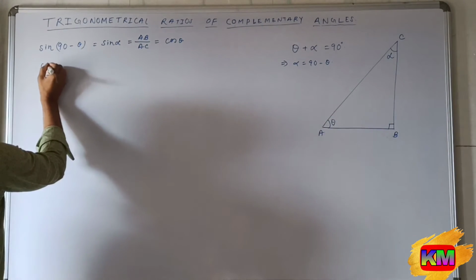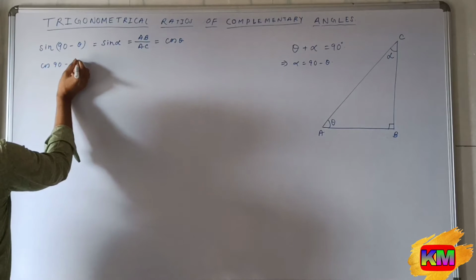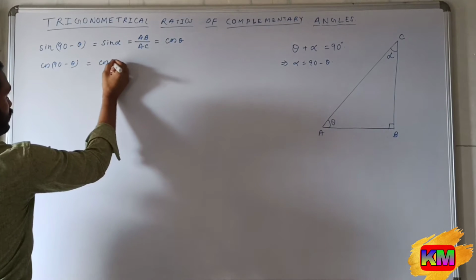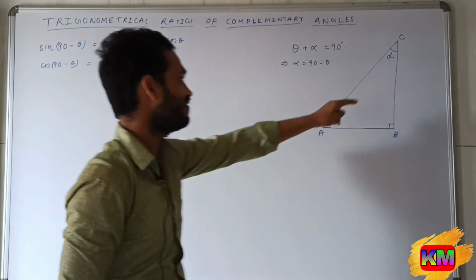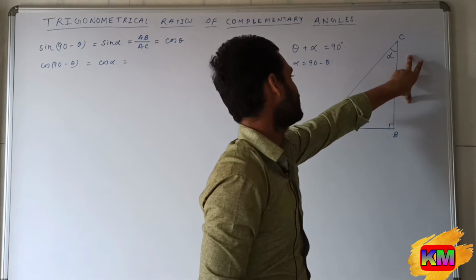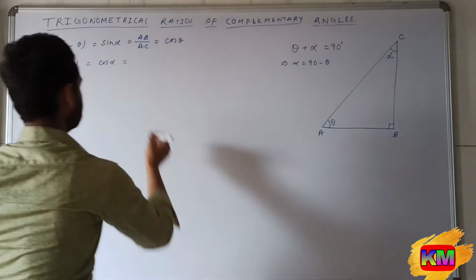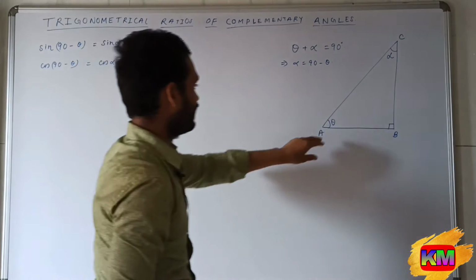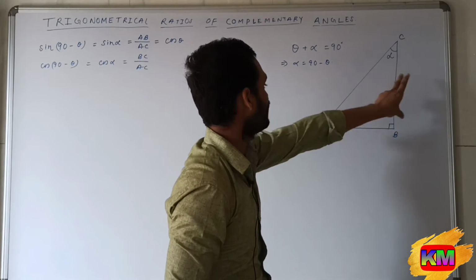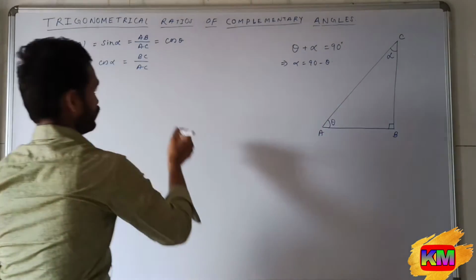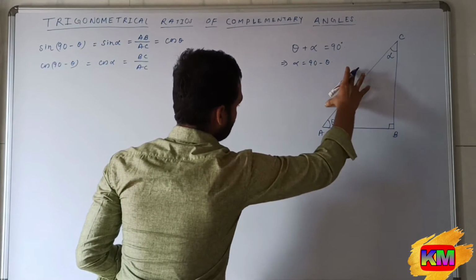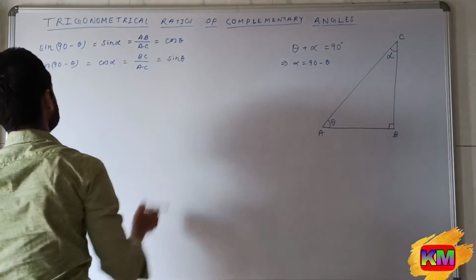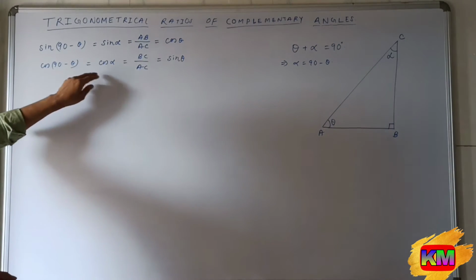Similarly we can find cos 90 minus theta. Now we know that 90 minus theta equals alpha. So we can write cos alpha, which is equal to, for angle alpha, BC is base and AC is hypotenuse, so BC divided by AC. Now for angle theta, BC is perpendicular and AC is hypotenuse. So perpendicular divided by hypotenuse is equal to sine theta. So cos 90 degrees minus theta equals sine theta.